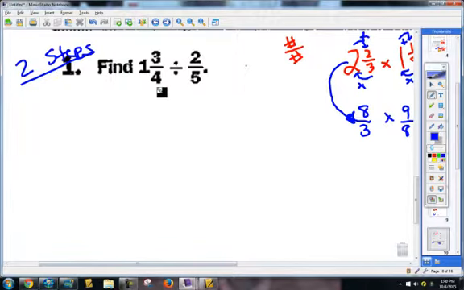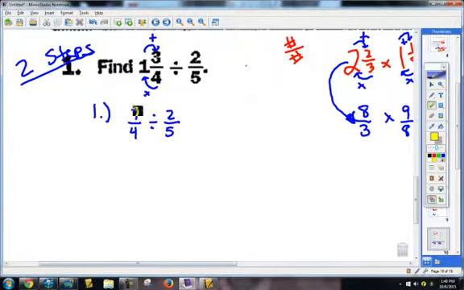So when you're doing this, I would want step 1 to look like this. We go around the barn and go ahead and make this an improper fraction. So 4 times 1 is 4, plus 3 is 7/4. We are going to leave it a division problem. We are not flipping anything. The only math you do in step number 1 is putting it in an improper form.